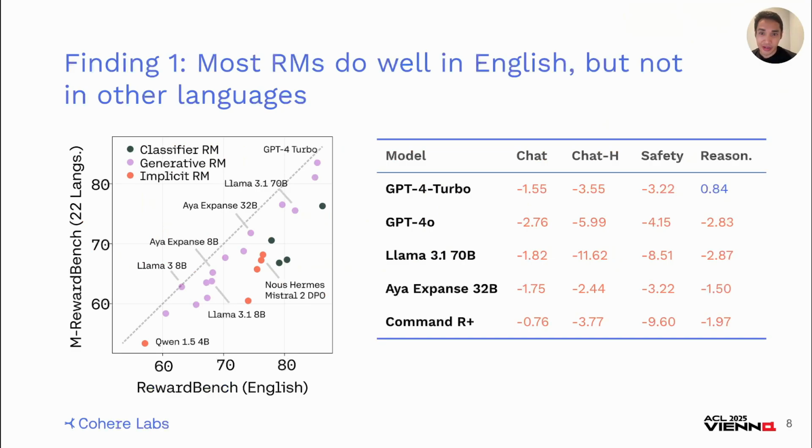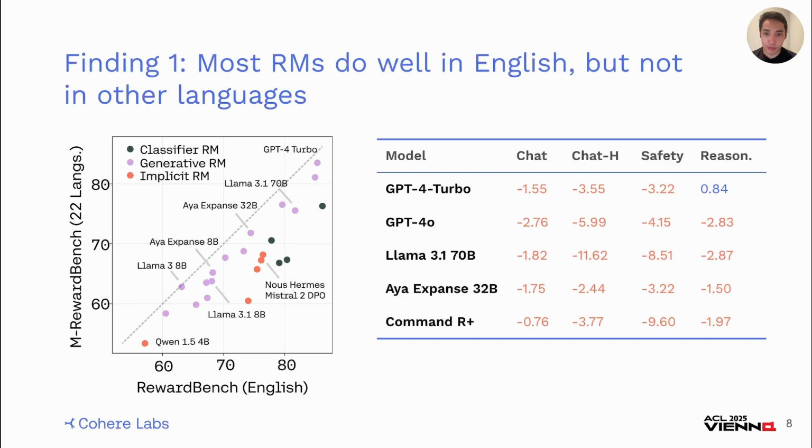So first, we find that most reward models do well in English but not in other languages. On the left, we have a scatter plot where the x-axis is a model's performance on the English reward bench and the y-axis is their performance in the multilingual reward bench. Notice that most of the points are skewed towards the right, showing that although these models perform well in English, it doesn't generalize well to other languages.